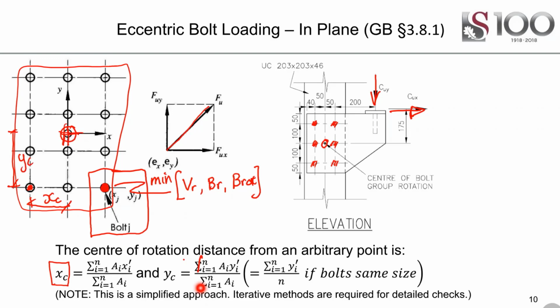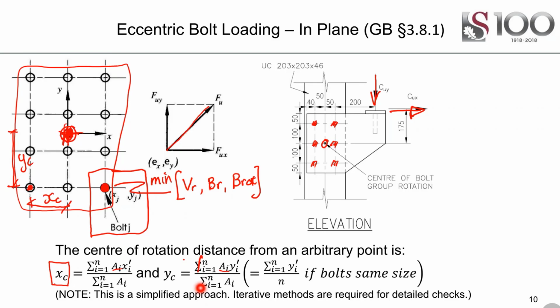Once you have the center of rotation, you work out everything from there. So once you've got your center of rotation, you forget about the arbitrary point that you started with. You just work from the center of rotation and the distances from the center of rotation to the bolts. Now, with the derivation here, what you will normally find is that the bolt size is all the same. So you don't actually need the area of each bolt. You simply need the sum of the Y distances or the X distances divided by the number of bolts.